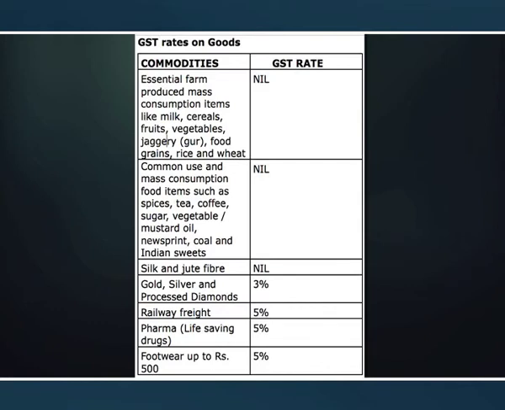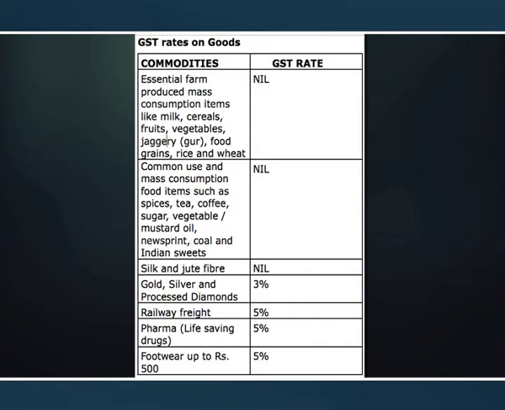GST rates on goods. Essential farm-produced mass consumption items like milk, cereals, fruits, vegetables, jaggery, gur, food grains, rice and wheat, nil. Common use and mass consumption food items such as spices, tea, coffee, sugar, vegetable, mustard oil, newsprint, coal and Indian sweets, nil. Silk and jute fiber, nil.